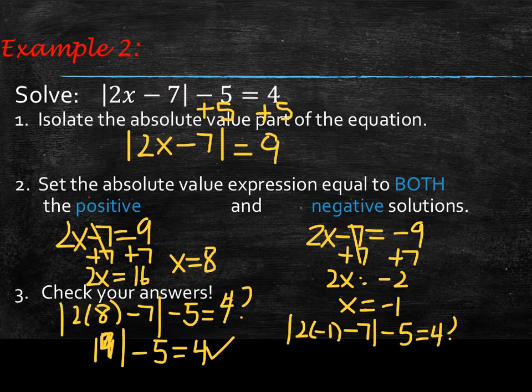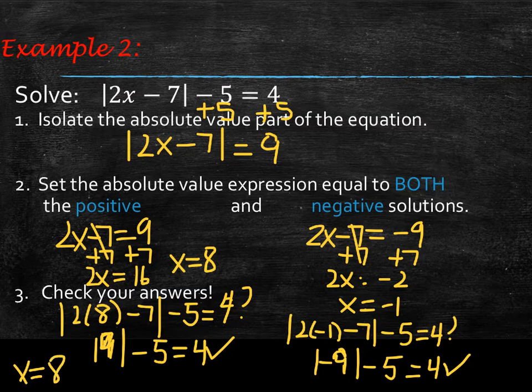Well, 2 times negative 1 is negative 2. Negative 2 minus 7 would be negative 9. So then you'd have the absolute value of negative 9, which does equal positive 9. And then you would subtract 5, and that does equal 4. So our two solutions for x is that x can equal 8 and x can equal negative 1.